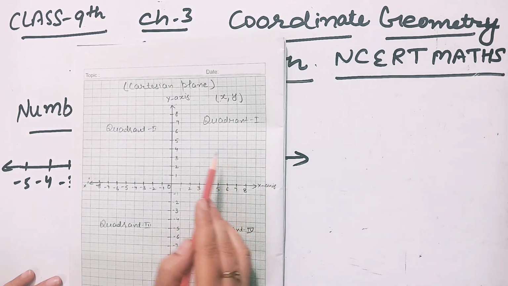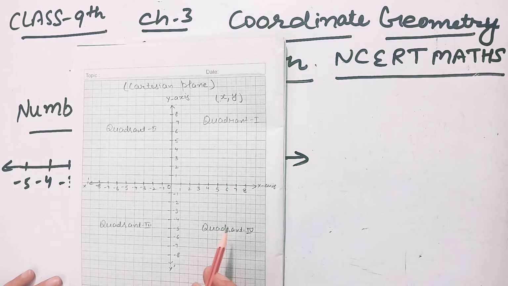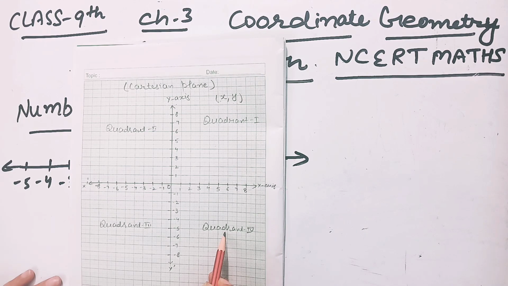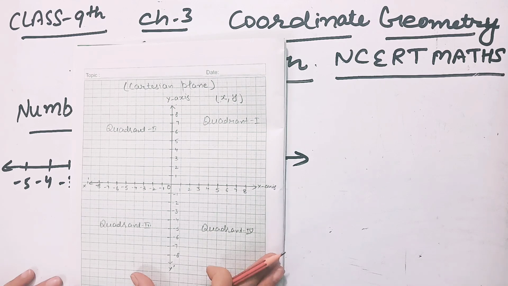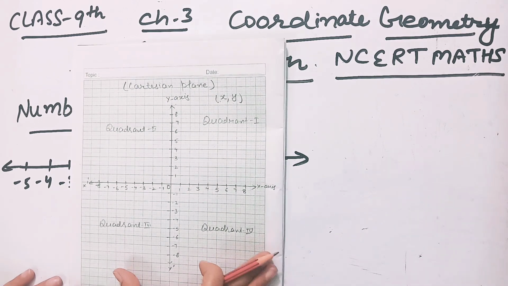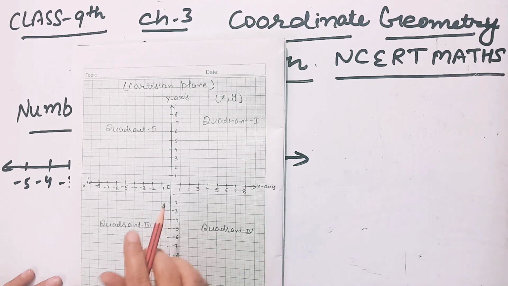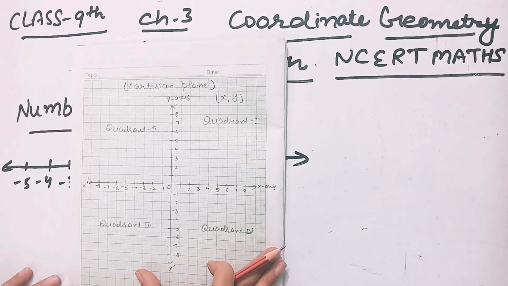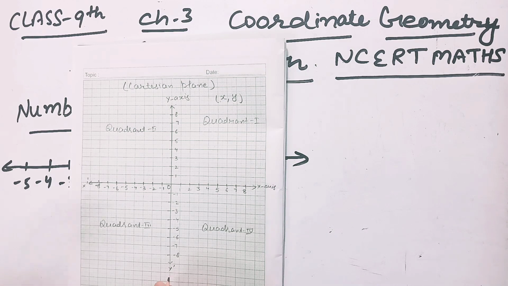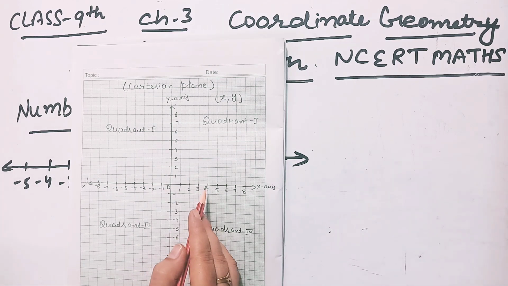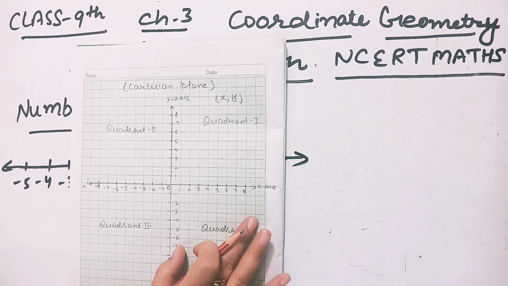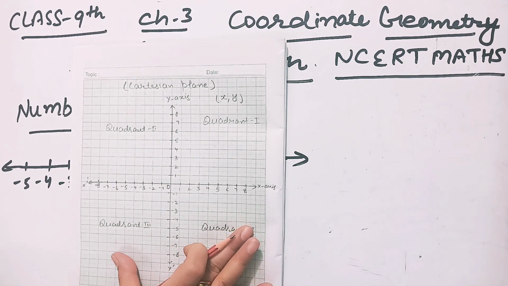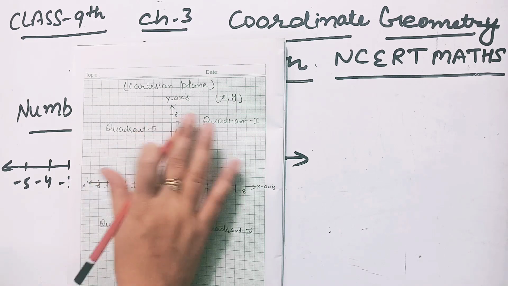So firstly you have to be introduced to this Cartesian plane. If you know this very well, then you can solve the questions of this chapter very easily. This is a very easy and very interesting chapter. So I am starting exercise 3.2 now, because in exercise 3.1 there is an activity that you don't need to do. So we will do exercise 3.2 for the Cartesian plane.